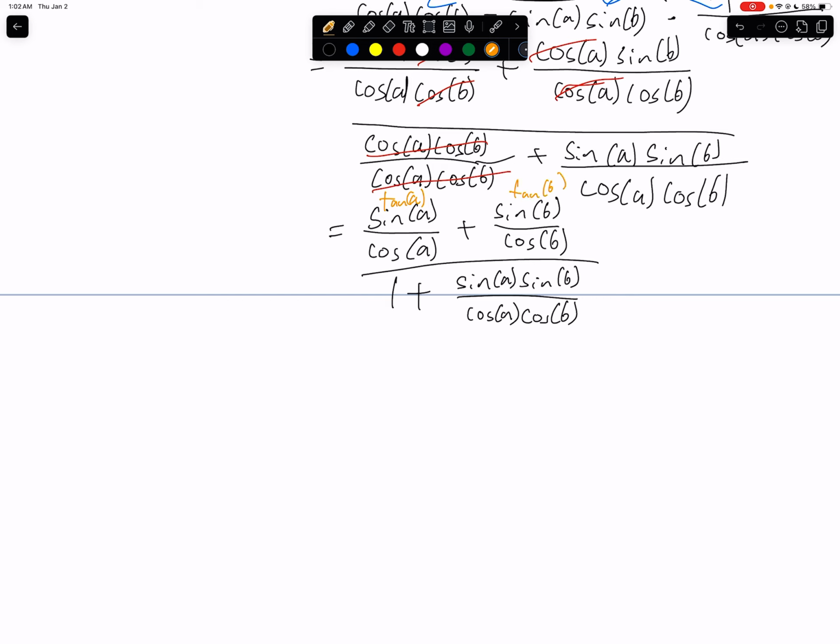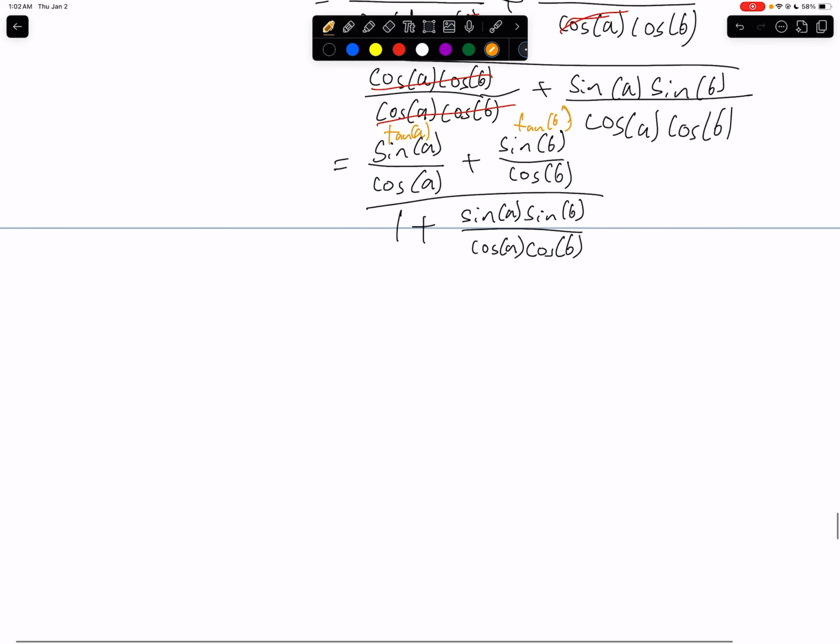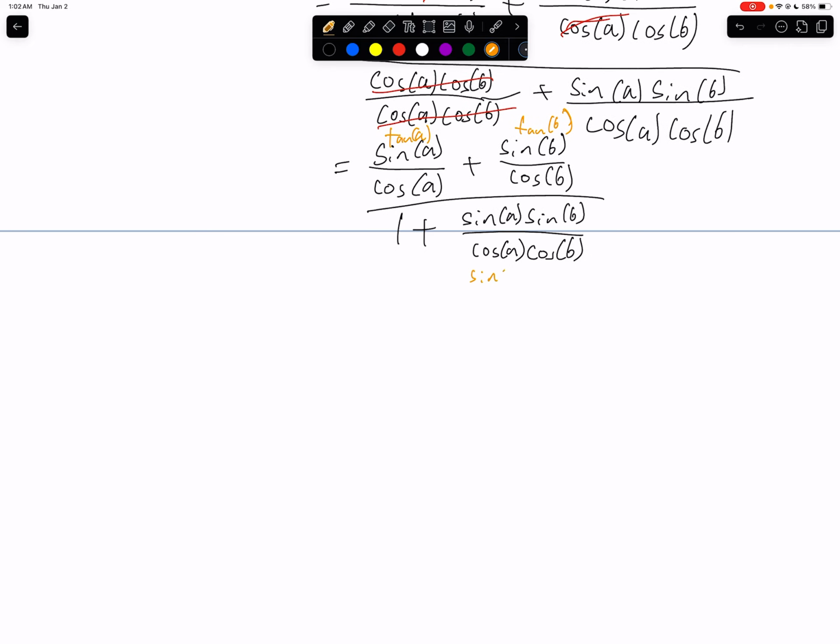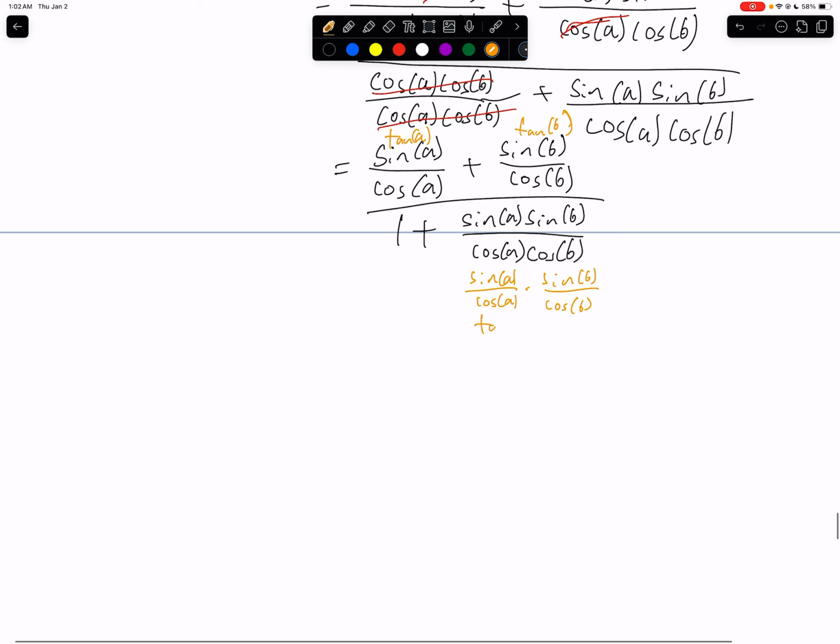Again, we went over that. And then here, I'm going to rewrite it as sine of a over cosine of a times sine of b over cosine of b, completely valid. And then this will, of course, be tangent of a times tangent of b.